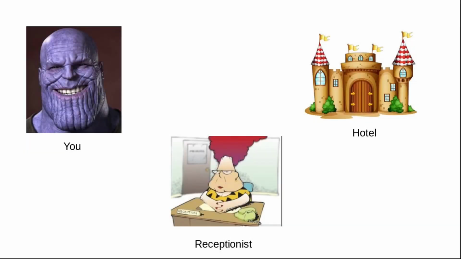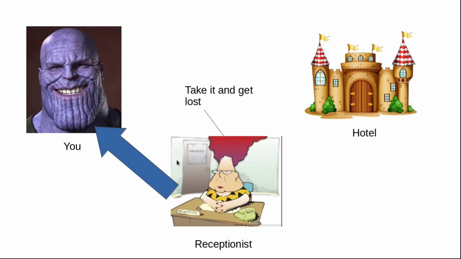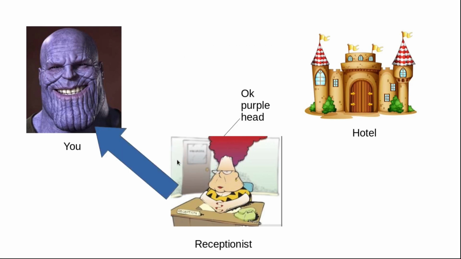Okay, to understand about variables, let us take an example. Thanos goes to a room, asks the receptionist for a room number, then the receptionist provides it. But he doesn't want to say the whole address each and every single time. So he talks to the receptionist and asks if she can remember his room as the Thanos room. She accepts it. This makes Thanos' life easier. He doesn't need to say the whole name each and every single time.